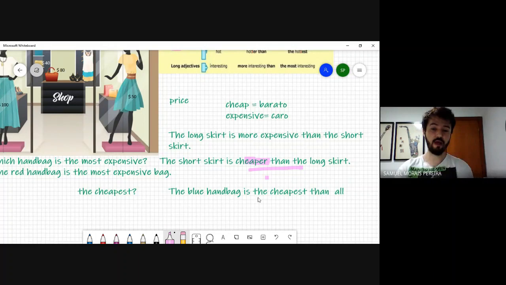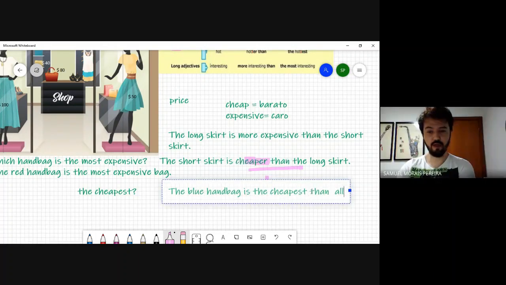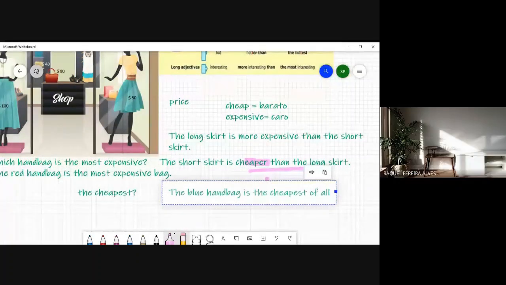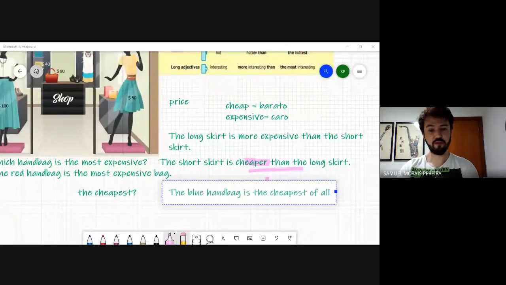So, the blue handbag is the cheapest. Aí aqui, tá vendo que o them a gente não usa no superlative, tá vendo, Rachel? A gente usa o, ó, de todas, né? De todas. Of all. De todas. Tudo bem? Do you understand, Rachel? Yes. Yes, ok. A gente vai fazer mais prática, tá bom, pessoal? A aula de hoje é prática.